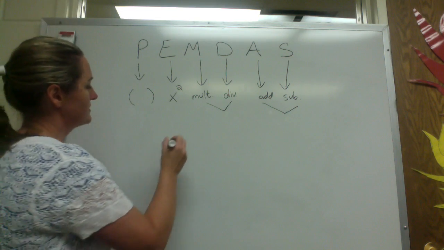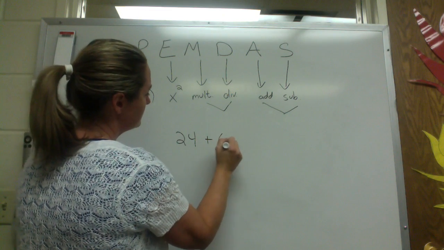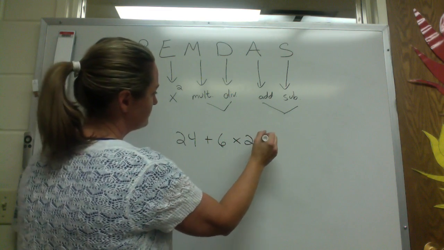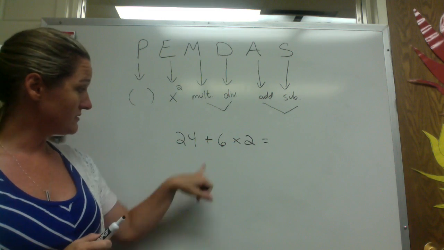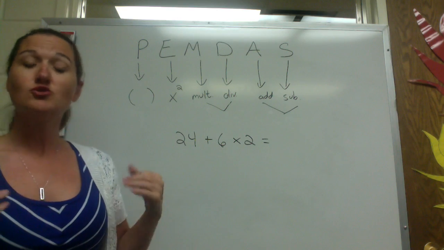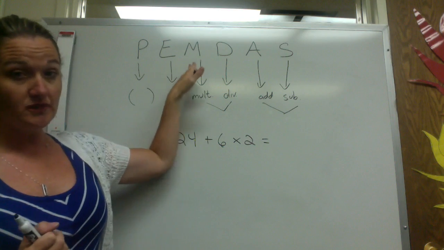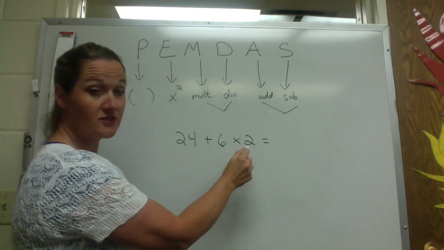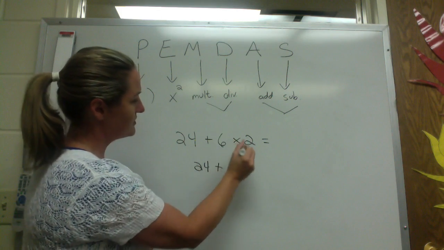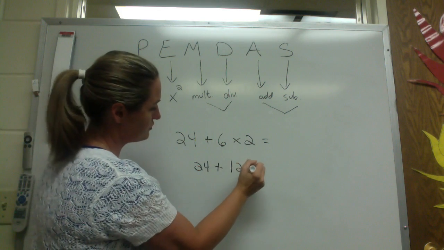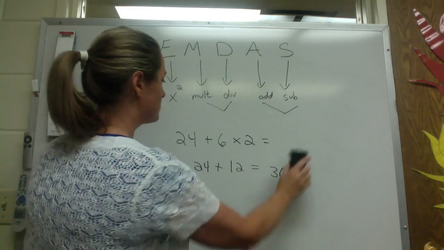All right, so let's practice this. Let's do 24 plus 6 times 2. Okay, so I've got multiple processes, addition and multiplication. So what do I do first? Well, which comes first going this way? The multiplication. So the multiplication is 6 times 2, so I have to do that first. I usually rewrite the problem: 24 plus, now 6 times 2 is 12. And then 36 is my answer. Okay, let's try it again.